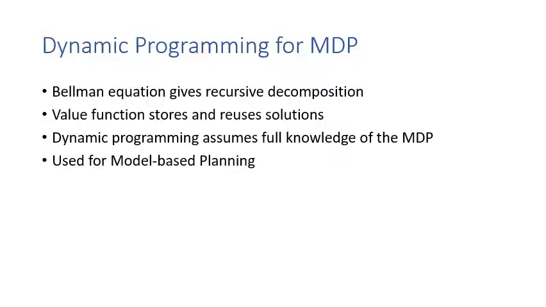We can use dynamic programming for the Markov decision process because, first, the Bellman equation gives a recursive decomposition, and the value function stores and reuses the solutions. Also, dynamic programming assumes the full knowledge of the MDP. In other words, it requires the knowledge of the model, the environment. So we can use model-based planning. We need to know how many states we have in the Markov decision process for dynamic programming.